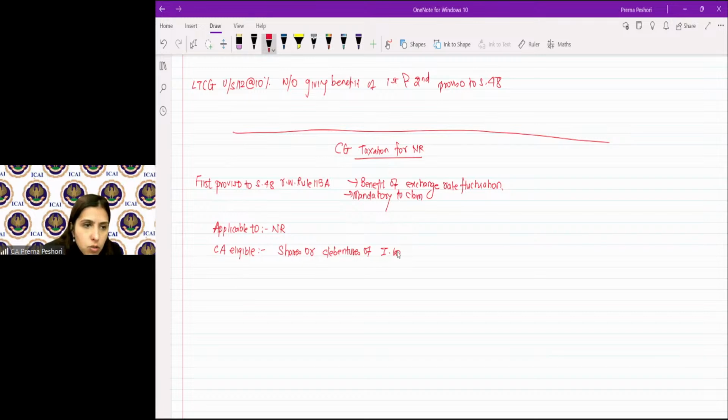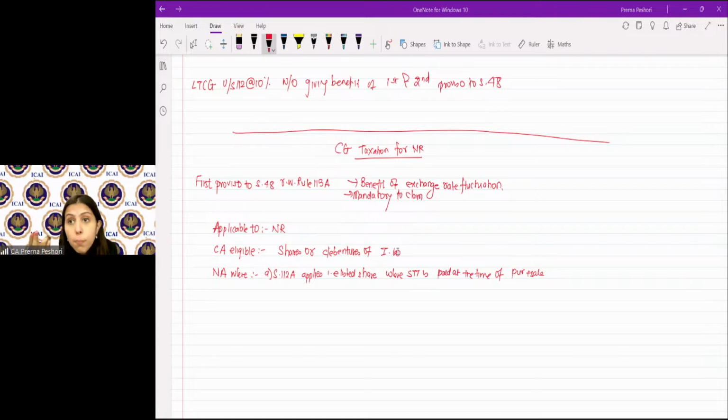So it is not applicable where section 112A applies, that is, a listed share where STT is paid at the time of purchase plus sale. But maybe a listed share where STT is not paid and which will not be covered in the exceptions of 112A also. Remember there were exceptions of 112A like bonus shares, shares received on amalgamation, on which genuinely STT could not have been paid. At that point in time, you can apply the first proviso to 48.